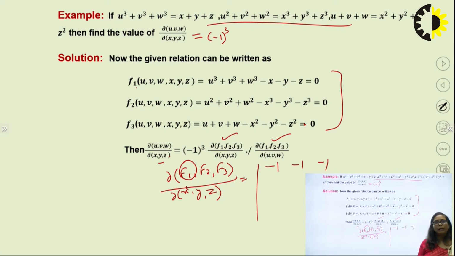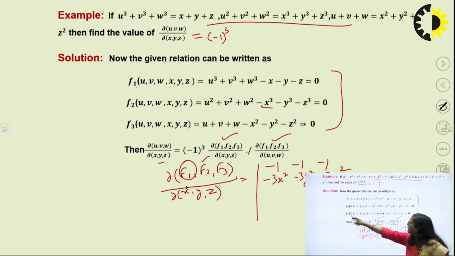For the second row, take the second function f2 and its partial with respect to x, y, z each. So del f2 by del x is minus 3x square, del f2 by del y is minus 3y square, and del f2 by del z is minus 3z square. Similarly with f3: del f3 by del x is minus 2x, del f3 by del y is minus 2y, del f3 by del z is minus 2z. So by the definition of Jacobian, we are able to write down this determinant. Now we need to solve this determinant.